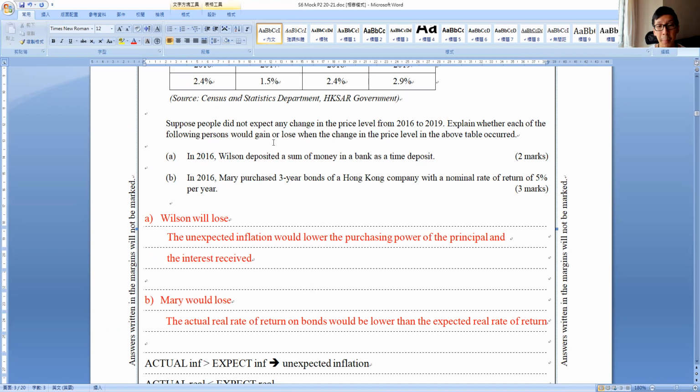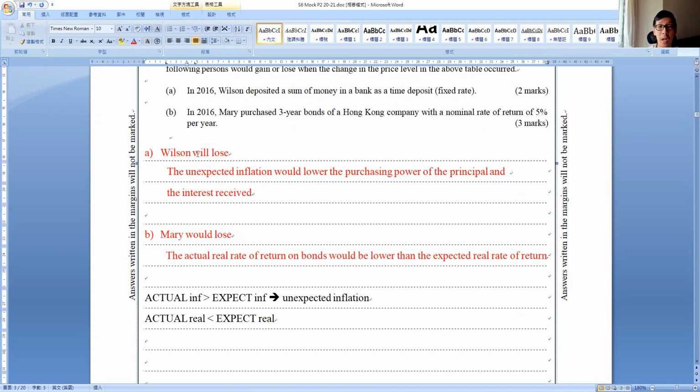Now, Wilson deposited a sum as a time deposit. Okay, now remember time deposit. This is fixed rate. OK 好嘛？嗱 we know Wilson will lose because the unexpected inflation, 嗱你要出到呢個字啊係嘛, unexpected inflation would lower the purchasing power of the principal and the interest received, or more ideally you should answer lower than expected.